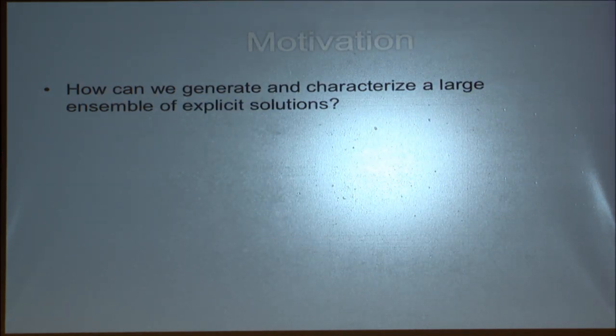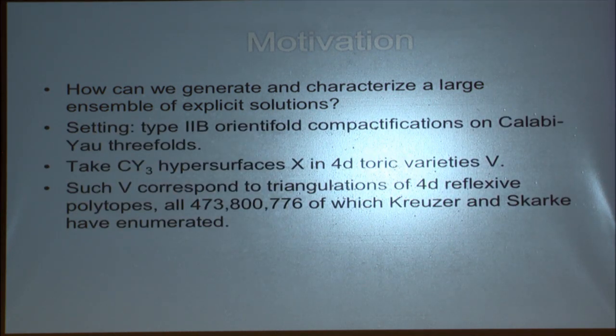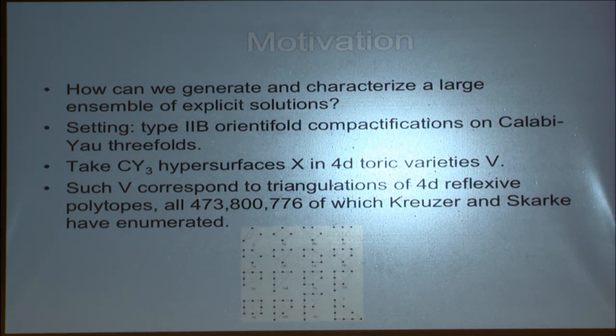So the task is to generate and characterize a large ensemble of solutions. And one way to do that is to work in a pretty well-controlled regime of type IIB string theory compactified on orientifolds of Calabi-Yau threefolds. We're going to study Calabi-Yau threefold hypersurfaces X. Throughout this talk, X is the threefold in four-dimensional toric varieties V. So this is for complex dimensions. And such toric varieties correspond, as I'll briefly review, to triangulations of four real-dimensional reflexive lattice polytopes. So polytopes in Z^4. And Kreuzer and Skarke have enumerated all of those. There are about half of a billion of them. And we'll be able to study any of them that we like.